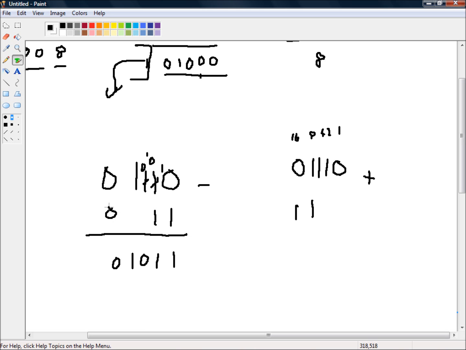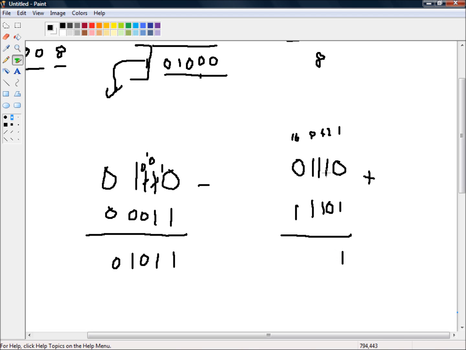I should really fill in the zeros, shouldn't I? Okay, so this 0 becomes 1, so that 0 becomes a 1, that 1 becomes a 0, that 1 becomes a 0, but then we have to add 1. So we add a 1, and then we add these together.